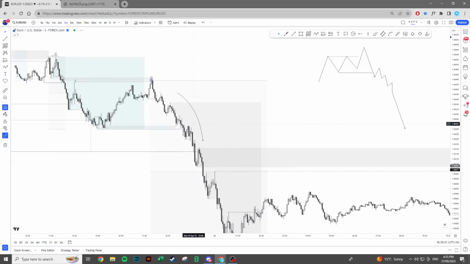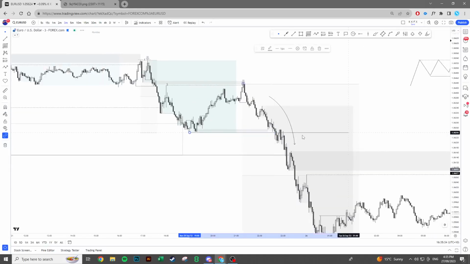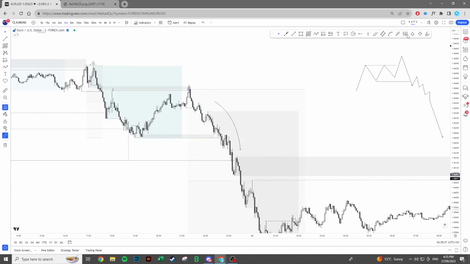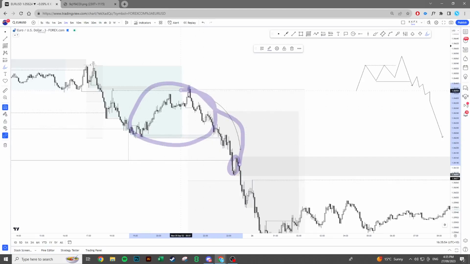So if we look here, here's where we had our break, right? And then I'm not going to draw all the zones, but we mitigated. This came in, swept, mitigated into that break. This came in, mitigated, and then we detached, right? So we actually have institutional money from this movement here.